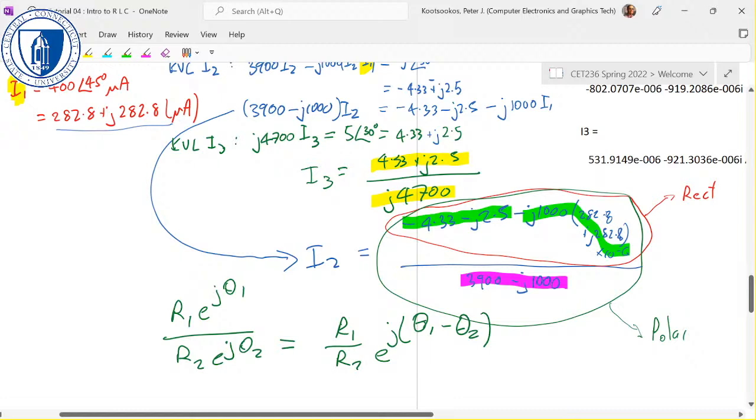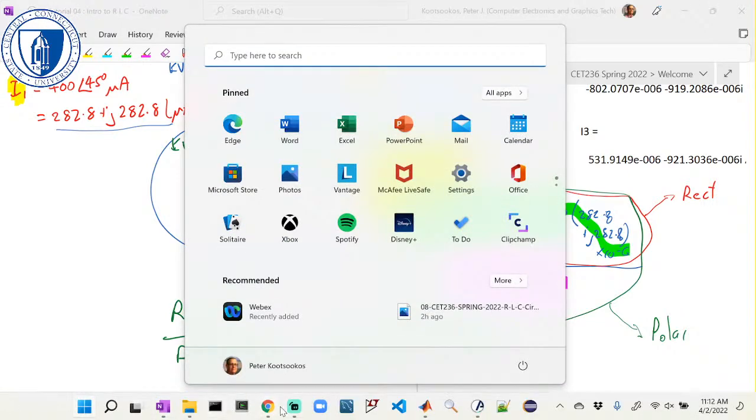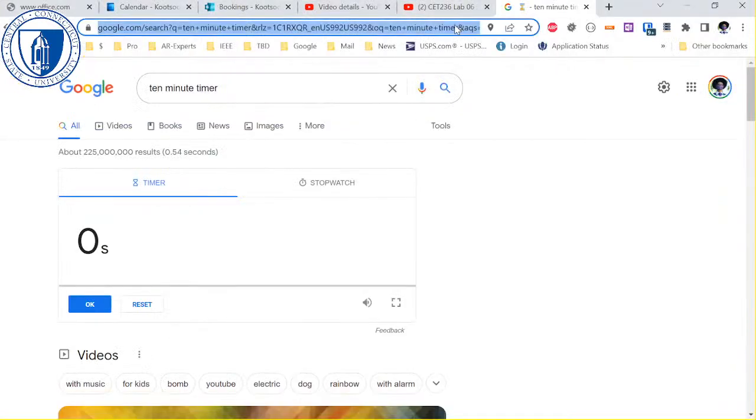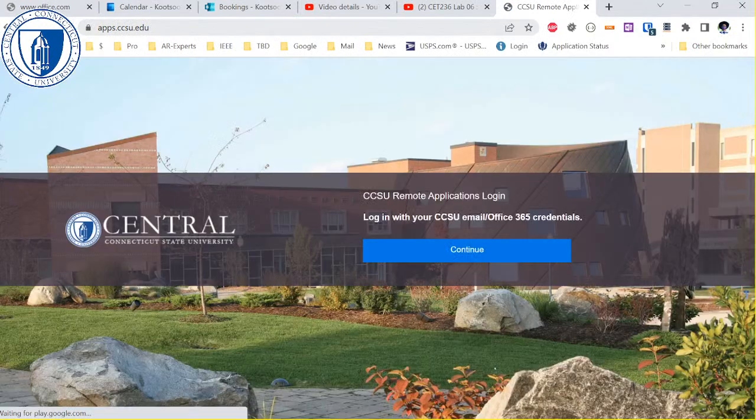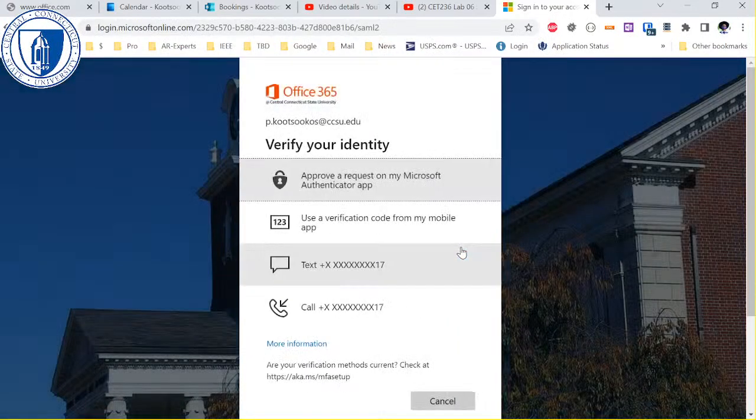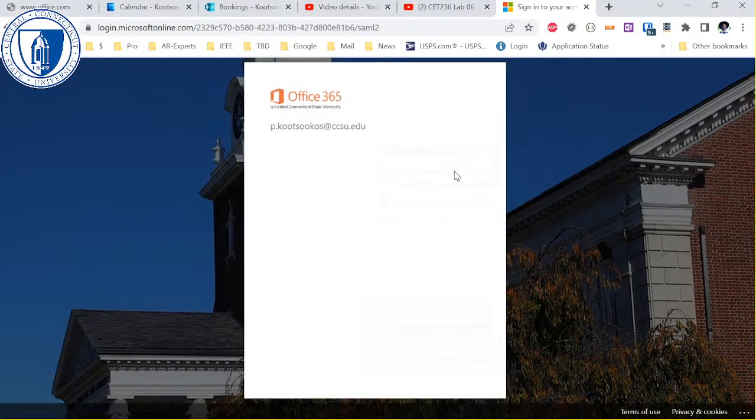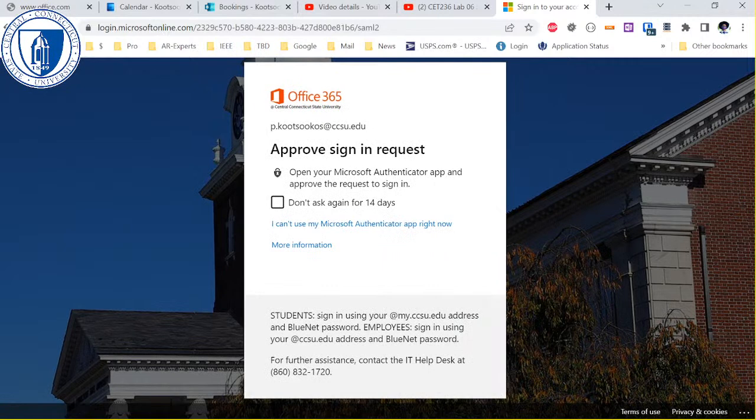So the other option is, if you do want to try and use MATLAB, you can download it for free, right? As a Central Connecticut student, you have access to it for free. The other way to do it is if you go to apps.ccsu.edu and you go to the, maybe. Where's it gone? There it is.